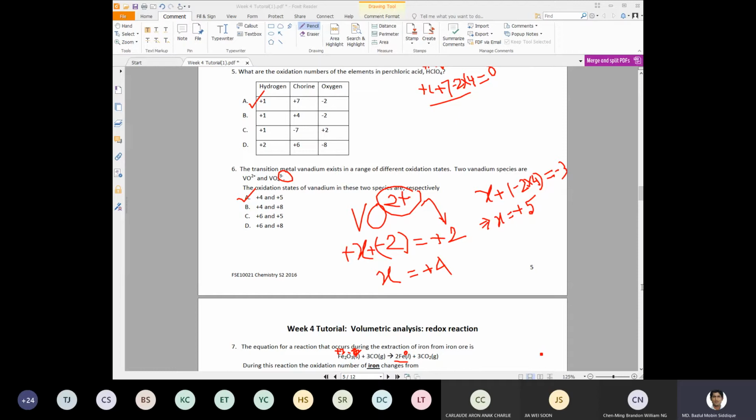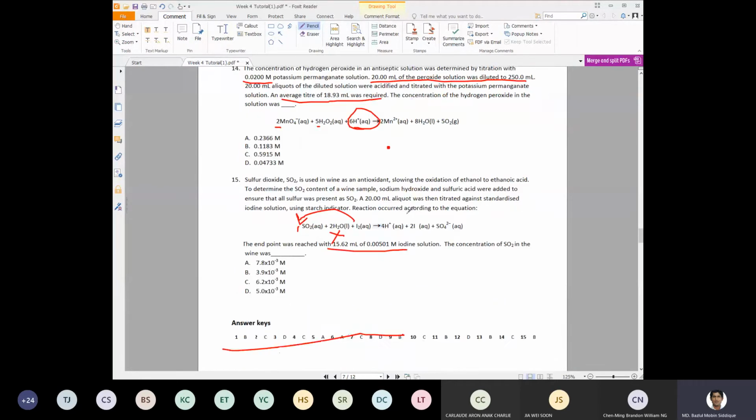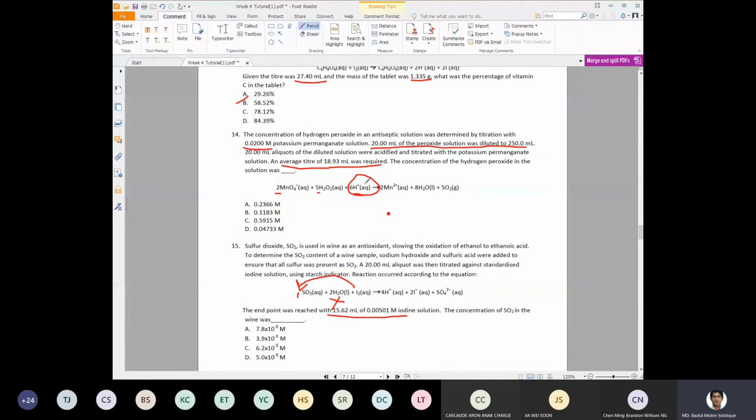Question number 14. Okay, question number 14 is here. So this is the same thing that we already have done for the lab reports that we are still doing, I think. So it's very similar to that, right?